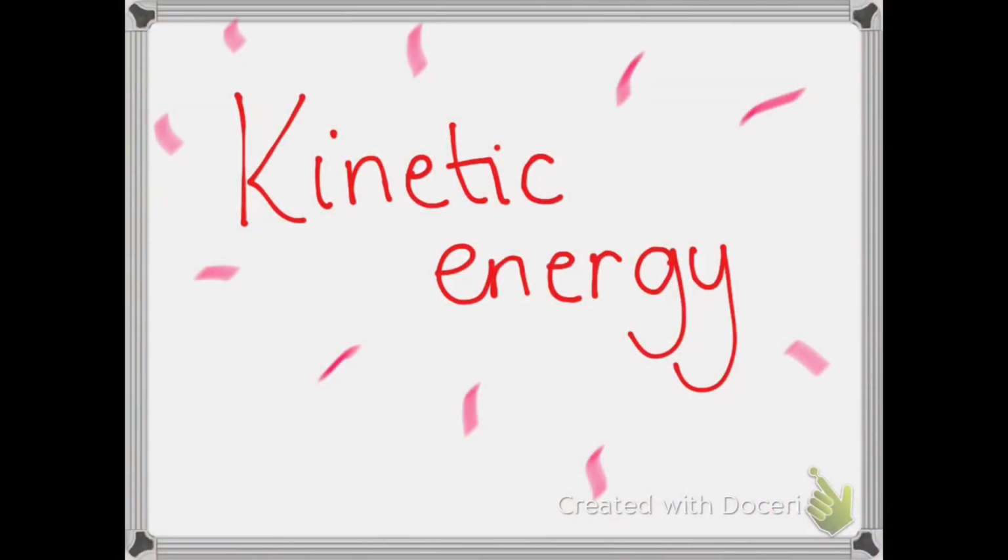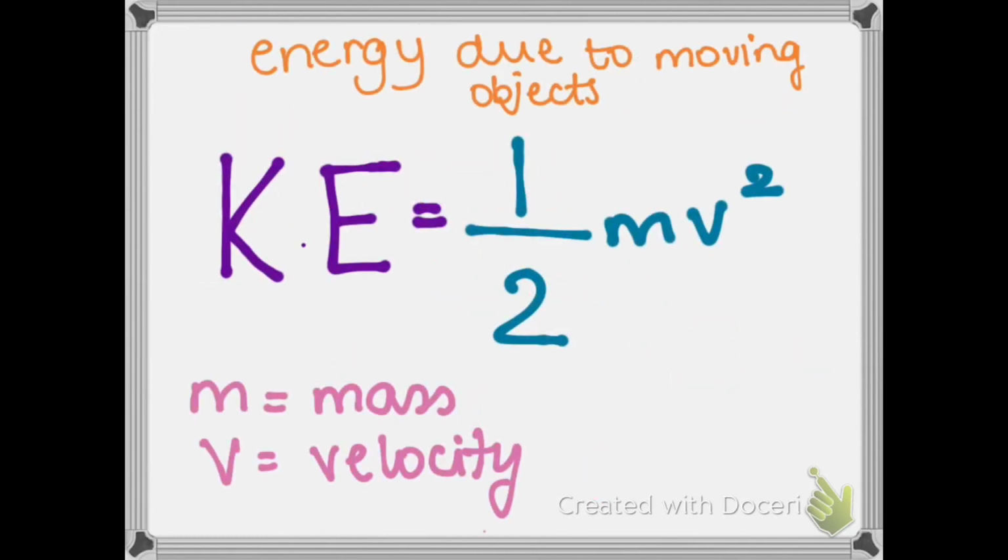Okay, and now we've reached kinetic energy. This one's a little bit trickier. You might need a calculator, so go grab one and let's get started. So kinetic energy is the energy due to moving objects. This is very opposite from gravitational potential energy. As we learned before, gravitational potential energy is the energy due to an object at rest. The formula for kinetic energy is half mv squared as displayed, where m is mass and v is velocity.